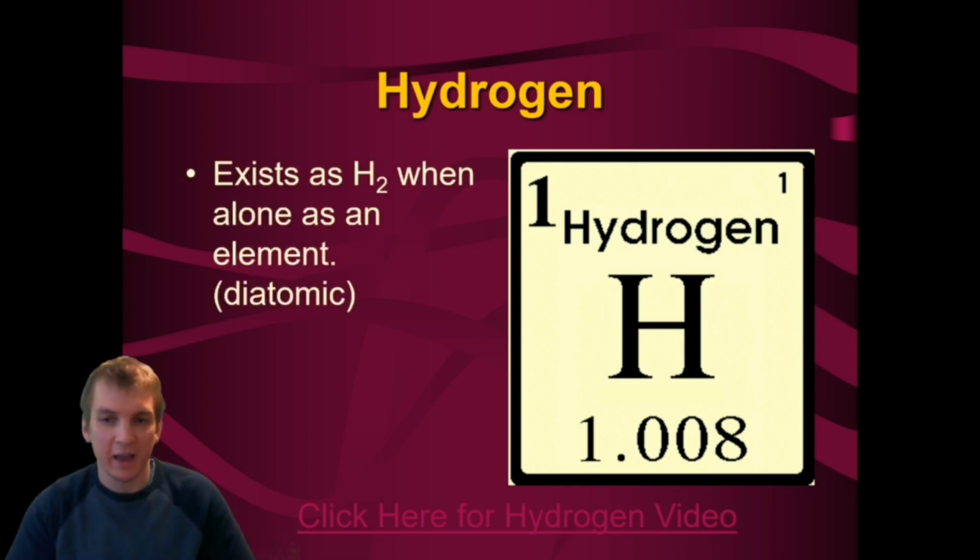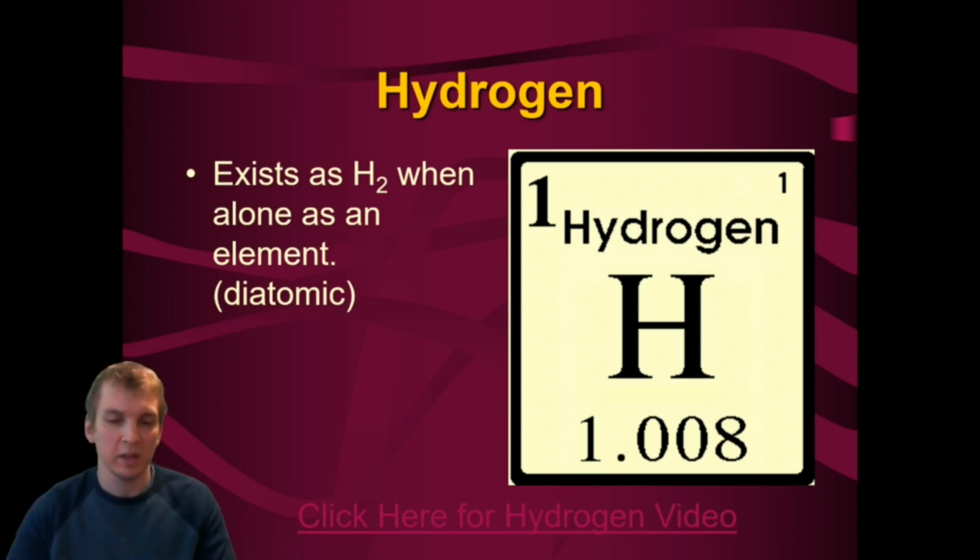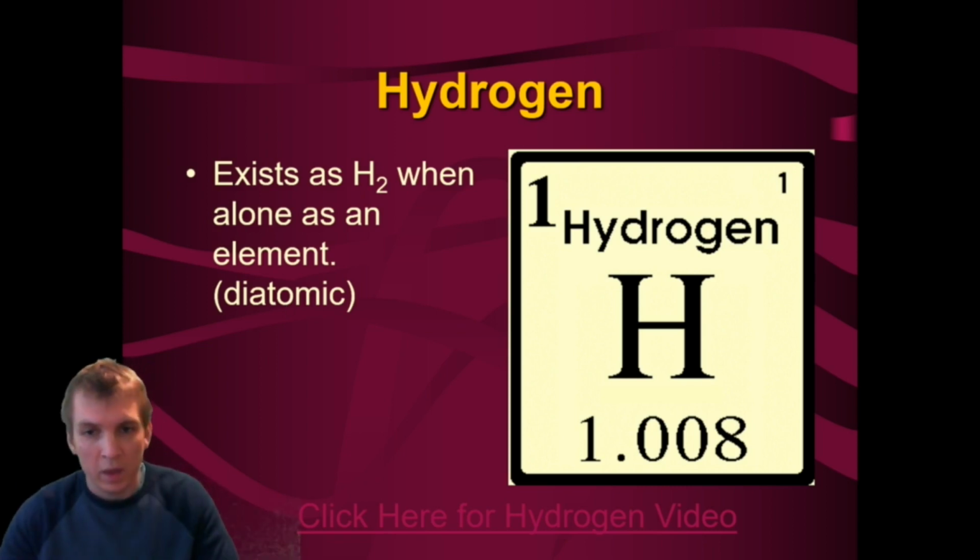Hydrogen exists as H2 when alone as an element, so it's known as diatomic. We'll talk a little more about what the term diatomic means in a bit. Basically, di means two, and atomic means atom, so it's diatomic. Whenever we see hydrogen, it's never by itself. It's always paired with another hydrogen, so we always write it as H2.